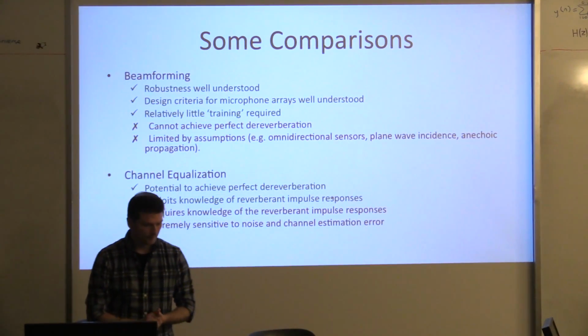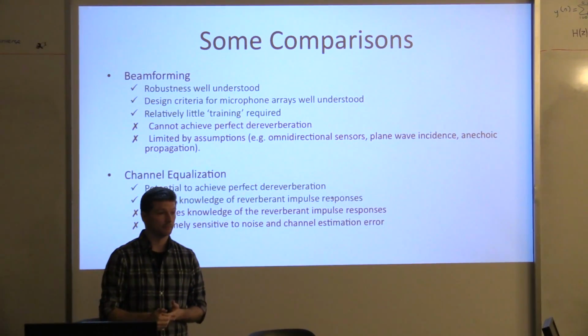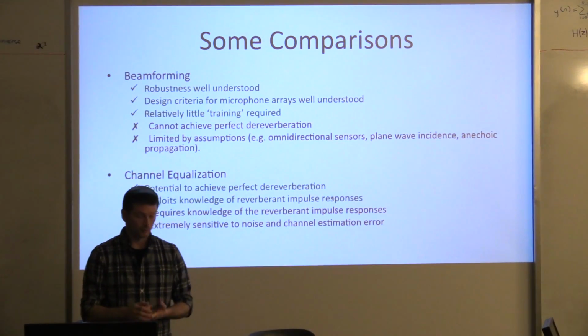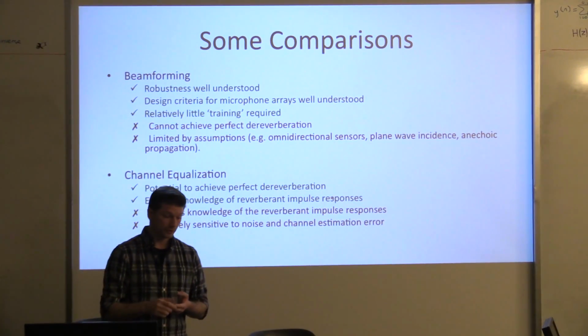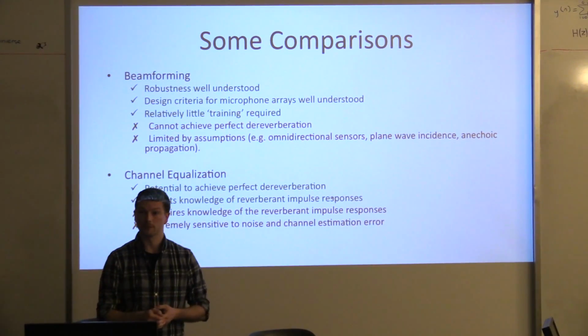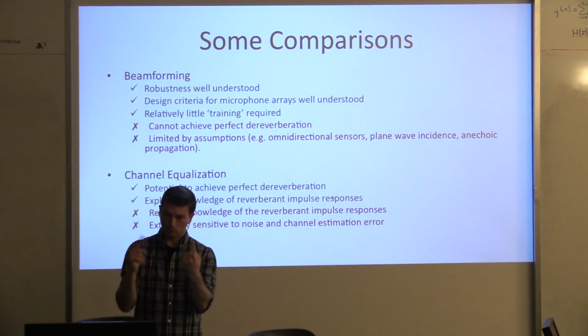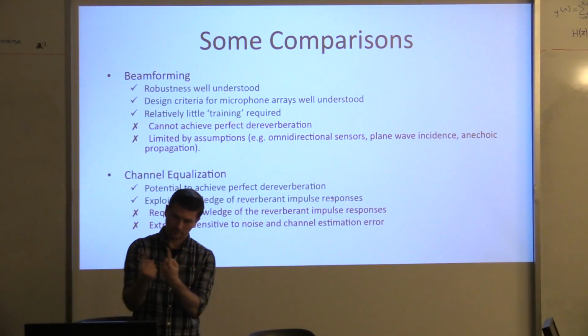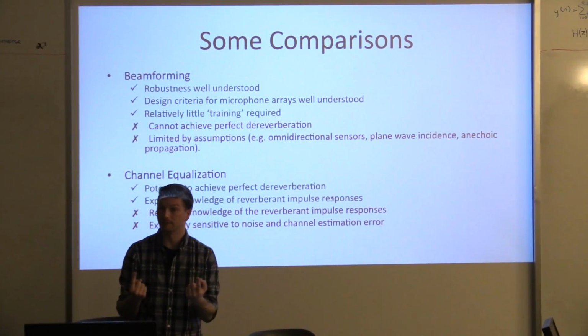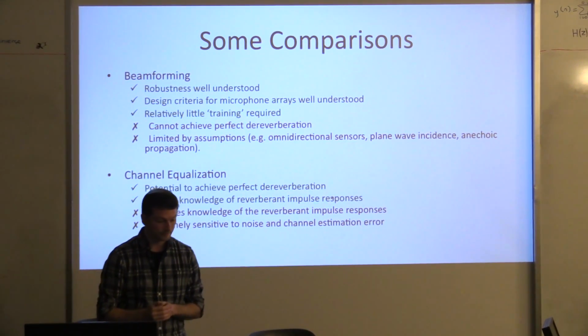So let's make some comparisons. Beamforming is very well understood. The idea of robustness of beamformers has been very well studied in the literature about communications, and it's come over to the world of acoustics and audio. So we know a lot about robustness and how to make them robust. We also know a lot about how to design microphone arrays that give us good beamforming results. For instance, if we have two microphones, we can get a tighter beam and more echo suppression and more noise suppression if we have them in an end-fire configuration than if we have them in a broadside configuration. So there are lots of nice criteria that help us design microphone arrays.